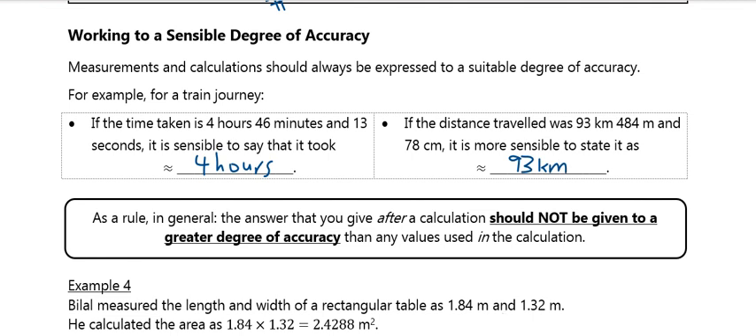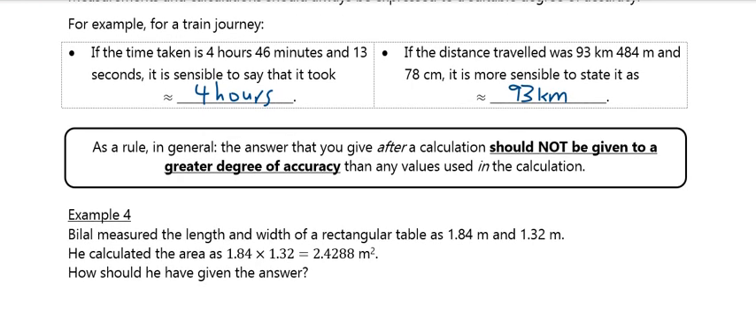So as a general rule, the answer that you give after a calculation should not be given to a greater degree of accuracy. This here is correct to the nearest second, but your answer is at a lower degree of accuracy. This is correct to the nearest hour, and here you are giving the answer correct to the nearest kilometer rather than to the nearest centimeter, right? So that is a lower degree of accuracy than any values used in the calculation. Right, so let's have a look at the next example.